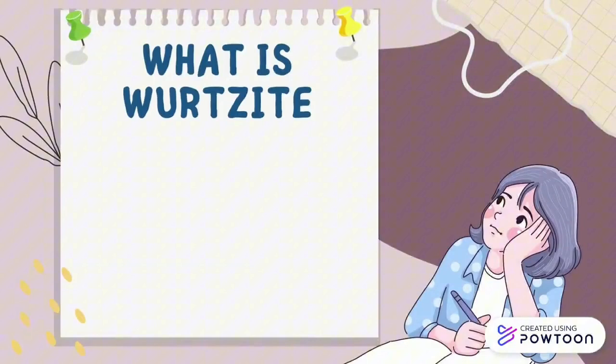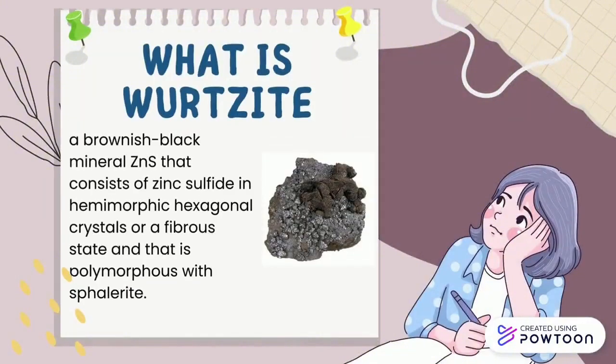So, what is Wurtzite? Wurtzite is a brownish-black mineral zinc sulfide that consists of zinc sulfide in hemimorphic hexagonal crystal or a fibrous state, and that is polymorphous with sphalerite.